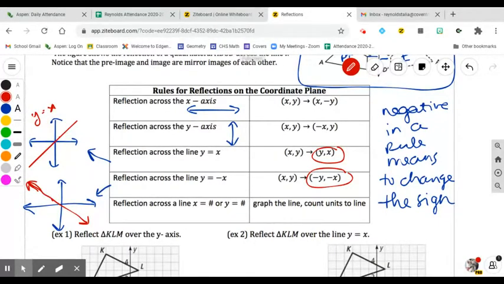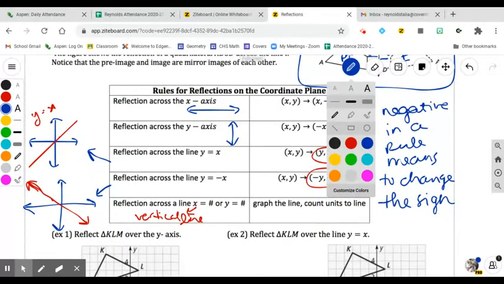Lastly, we have reflections across lines like x equals some number or y equals some number. Like x equals 5, let's say. If I asked you to graph that line and reflect something over x equals 5. When it's x equals a number, it's a vertical line, even though x is the horizontal axis. If you're trying to plot the line x equals 5, it would go through 5 on the x-axis, which would therefore make it a vertical line. And then y equals a number is a horizontal line.